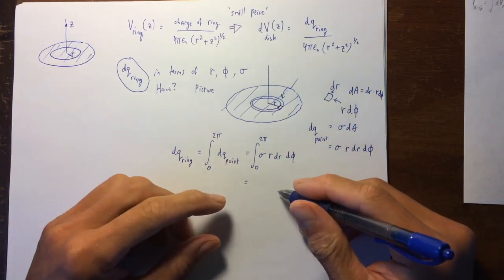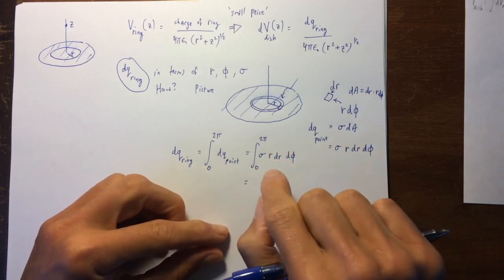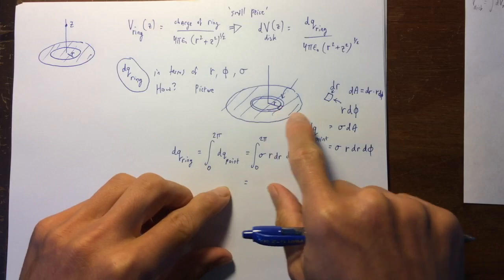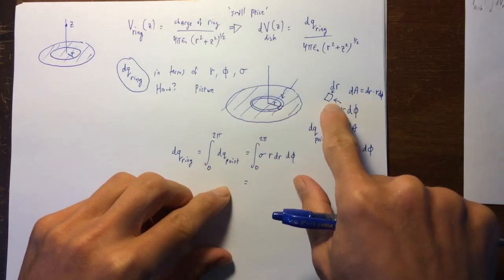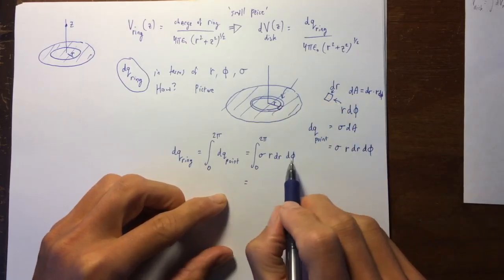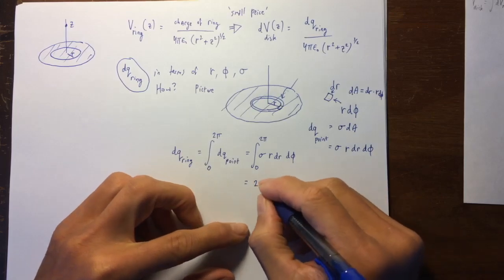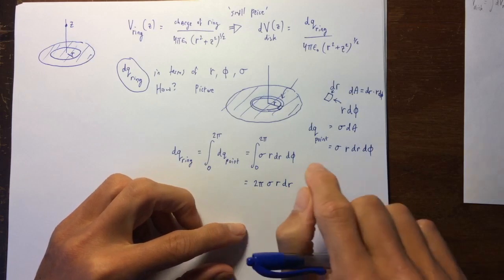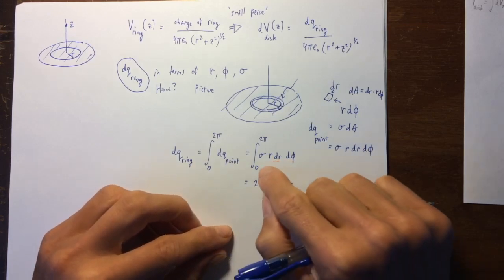That's kind of a weird way to put that, but it's the result of only doing one integral, when really I'm talking about a 2-dimensional finite or infinitesimal element. So the integral is simple. It's 2 pi sigma r dr, right? Because r is independent of phi.